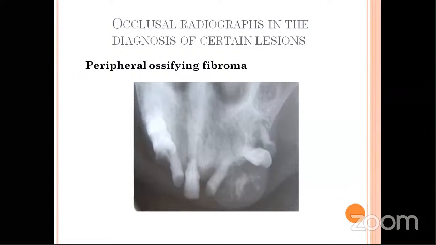Okay, so this peripheral ossifying fibroma doesn't occur as such. First it starts like a pyogenic granuloma, and after some time calcifications appear inside. When it goes to a very chronic stage, it becomes peripheral ossifying fibroma. Okay, it's actually a sequela of the disease progression.